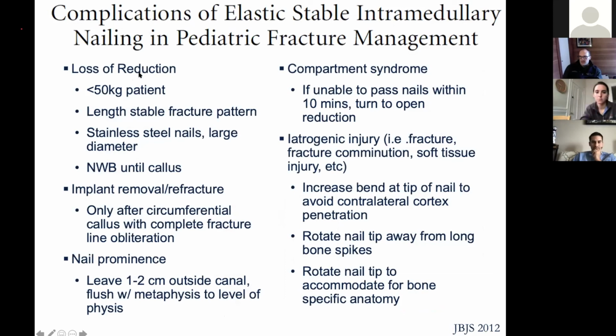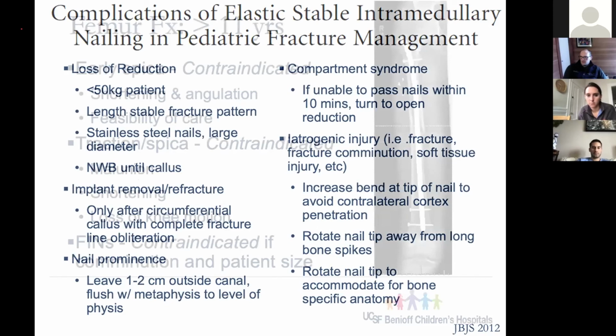Complications: the heavier you are, there is a slightly higher risk of a loss of reduction. So 50 kilograms is sort of our cutoff. 100 pounds, 50 kilograms roughly, is where we say that we would bump to a higher strength construct. Additionally, in length unstable fracture patterns, so long spiral fractures or comminuted fractures, flex nails do not work. They're non-weight bearing until their callus shows. And then implant removal is one of the things that, whether it's a complication or not, we don't necessarily always remove hardware, but quite often we do.